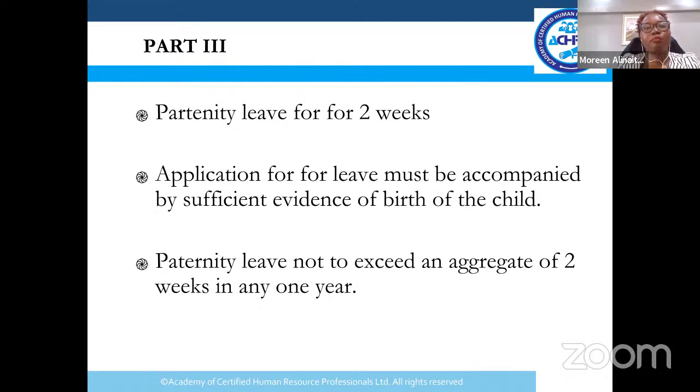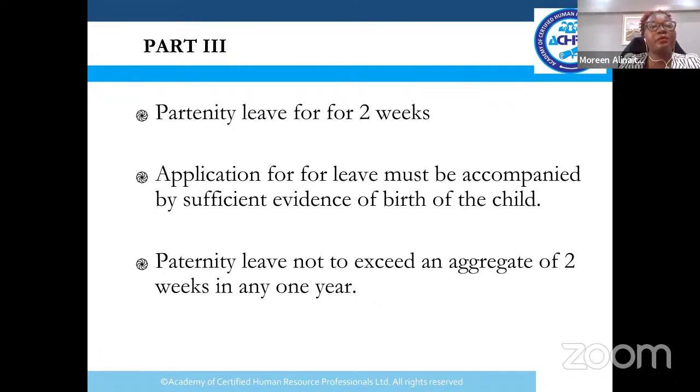So as an employer, make sure you take a record of the birth notification before somebody proceeds on maternity leave. Paternity leave. Paternity leave shall not exceed an aggregate of 2 weeks in 1 year.